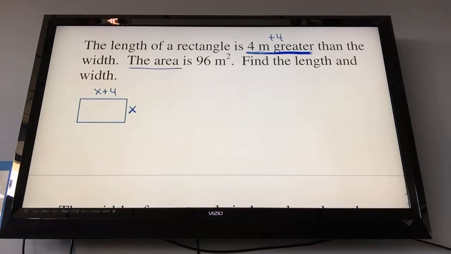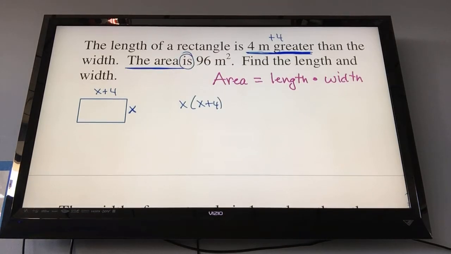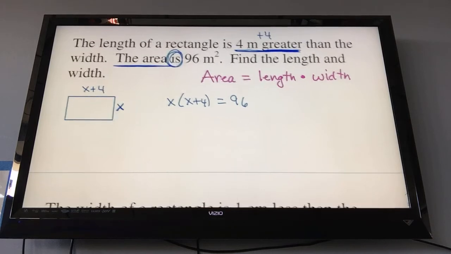The area. What is the formula for the area of a rectangle? Oh my gosh, we should know this. Length times width. Or width times length. Doesn't even matter which one comes first. But the area is length times width. So the area, x times x plus 4, equals 96. So that's my setup.